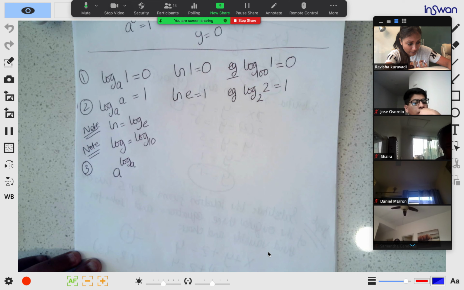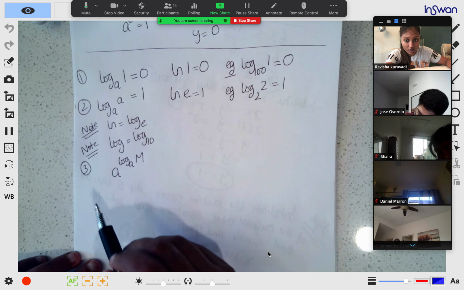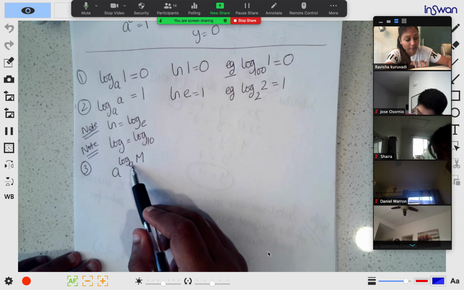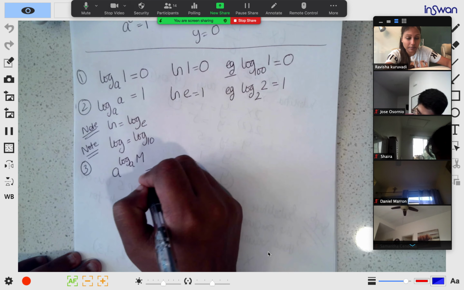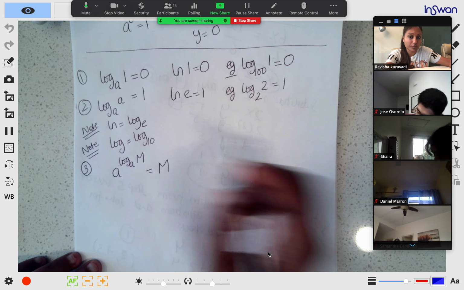of m. Note, a is raised to power log. In the exponent I have log with the same base a of m. It actually comes out to be just m. You can say this cancels, or however you want to remember, it's up to you.